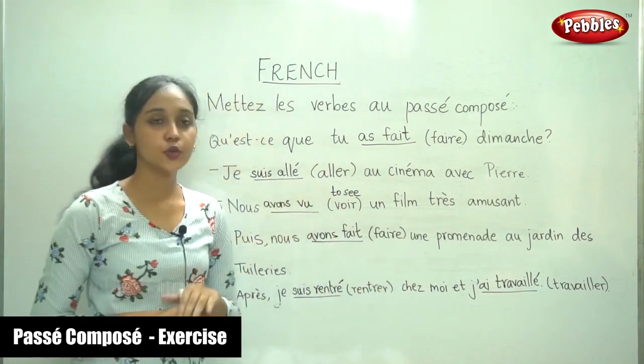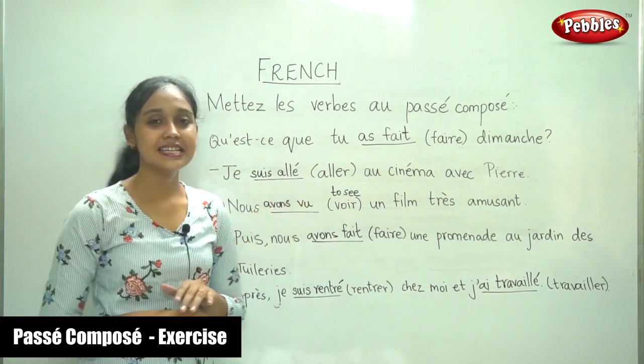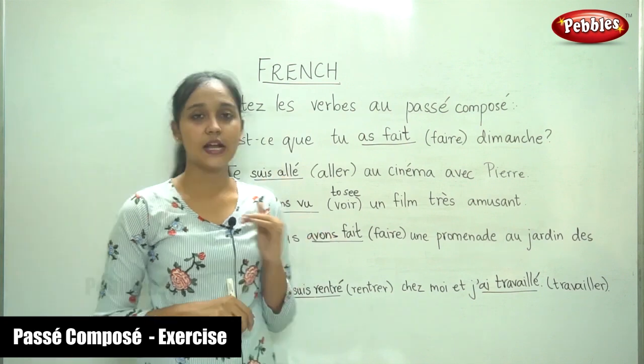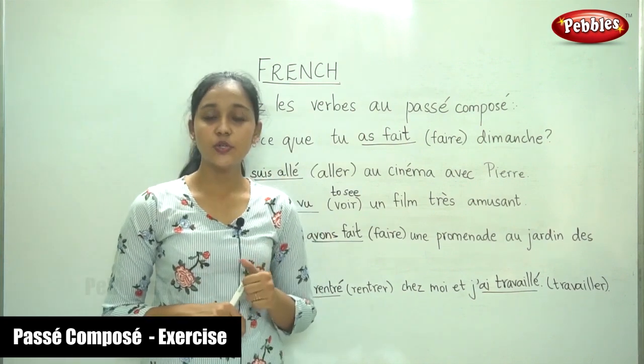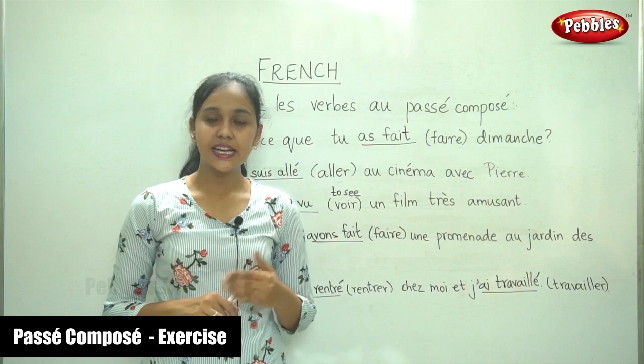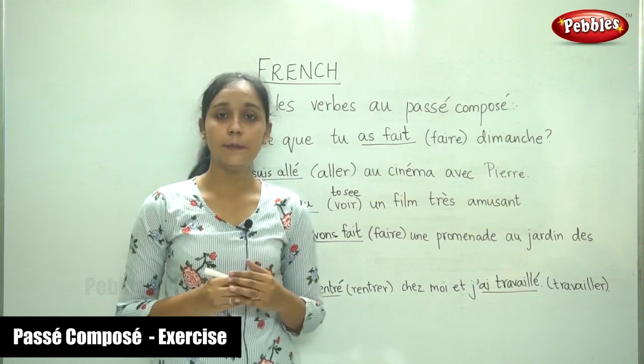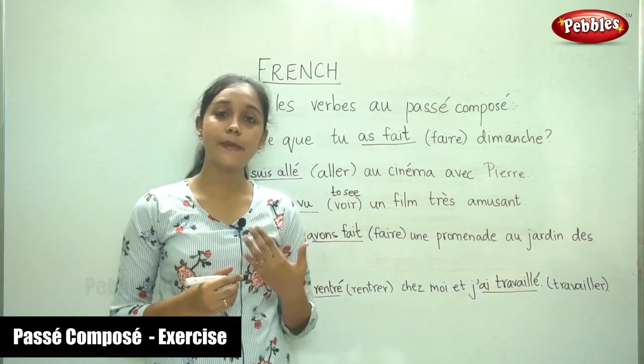So now you know how to write the passé composé. So this is one tense that we use often. When do we use passé composé? To indicate that the action has already passed. That is, it is in the past tense.